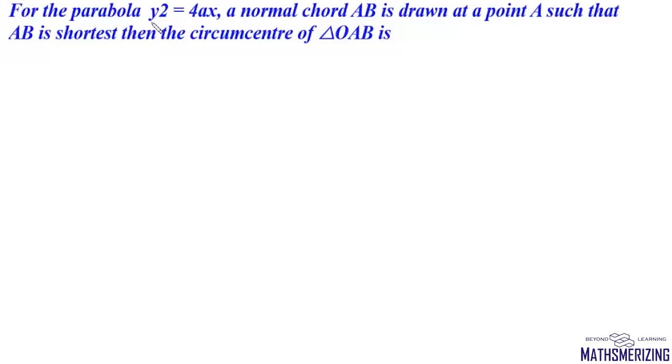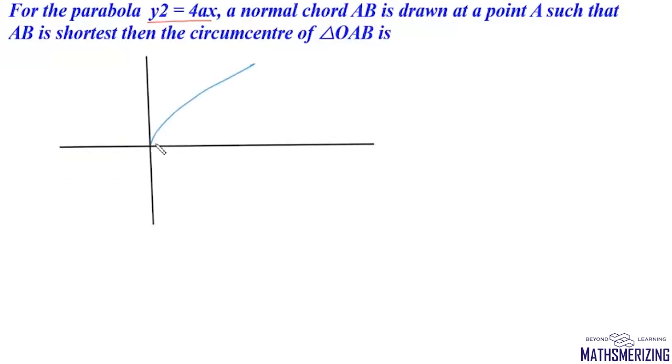For the parabola y square equals 4ax, a normal chord AB is drawn at a point A such that AB is shortest. So basically here we are talking about the shortest normal chord, and then we need to find the circumcenter of this triangle OAB. Now we have this parabola which is y square equals 4ax, and then we have this normal chord which is AB. Now we want this normal chord to be of shortest length.